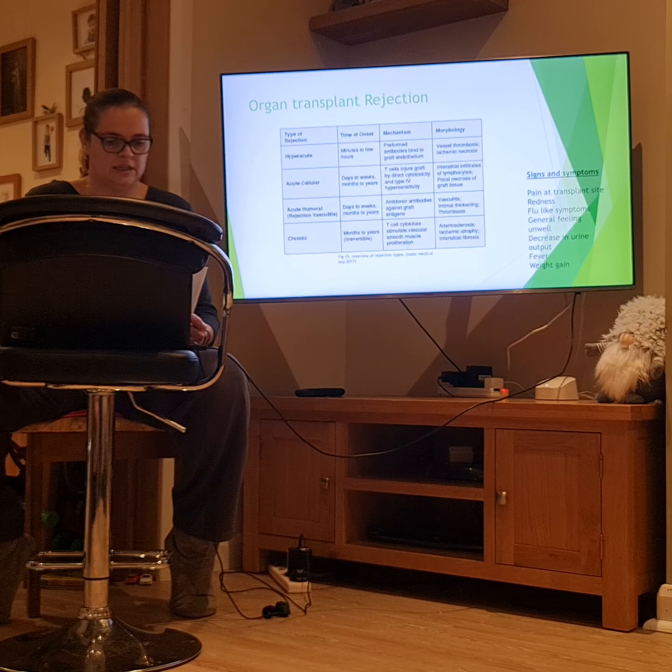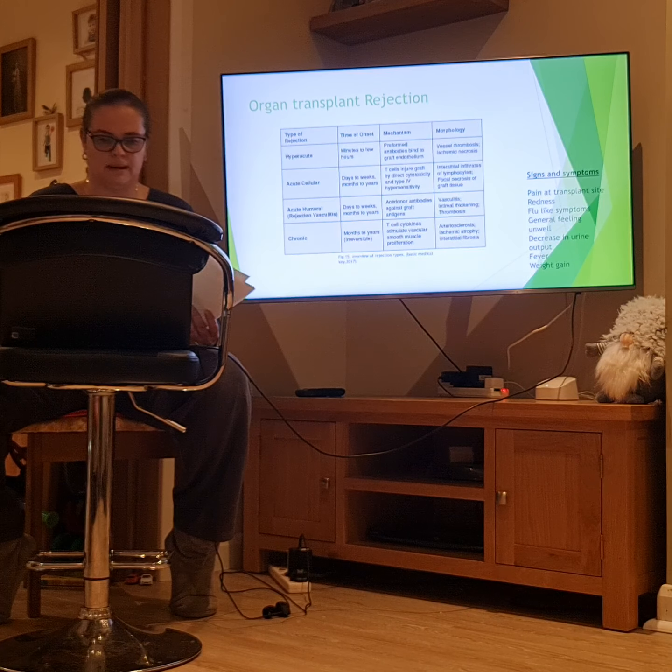If you look at the slide, you can clearly see the reasons for rejection. It is common that most people suffer some degree of rejection, and it is normal. Chronic rejection is a long-term effect that can happen years after transplant.